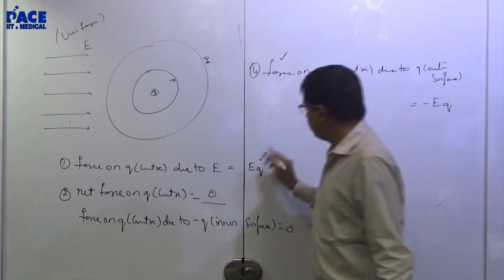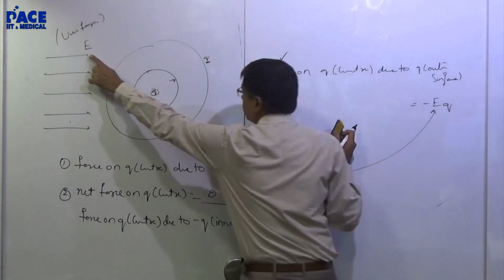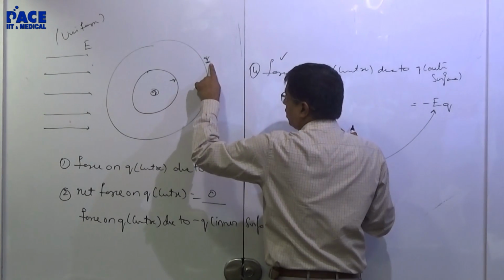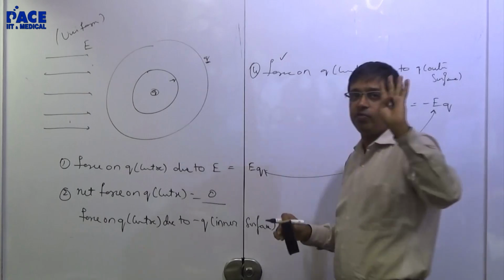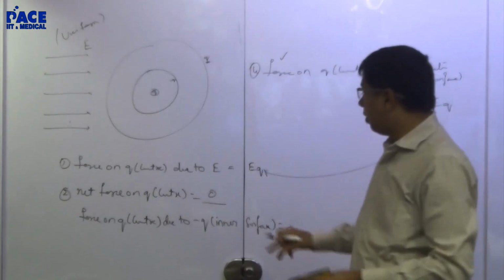First and fourth. The external here and the external here both put together will give me a 0 field here. Is that point clear? Once again. Now come to the second.